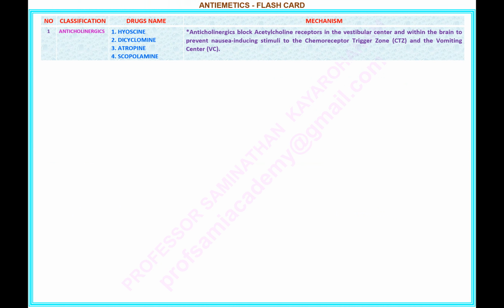This flashcard explains through serial number, drug classification, drug's name under the classification and mechanism. Number 1. Name of the classification, anticholinergics. Drug's name under this classification: 1. Hyoscine, 2. Dicyclamine, 3. Atropine, 4. Scopolamine. Mechanism of anticholinergics: anticholinergics block acetylcholine receptors in the vestibular center and within the brain to prevent nausea-inducing stimuli to the chemoreceptor trigger zone and the vomiting center.